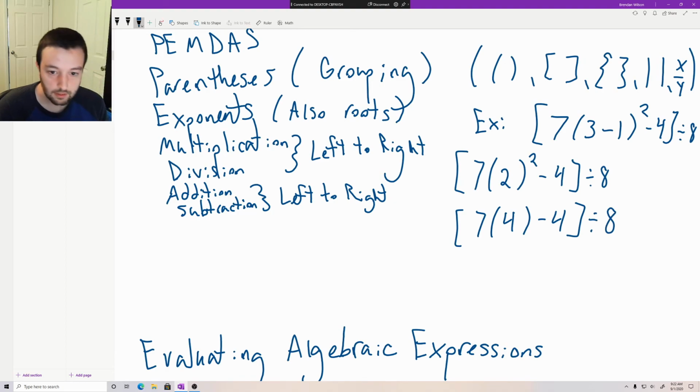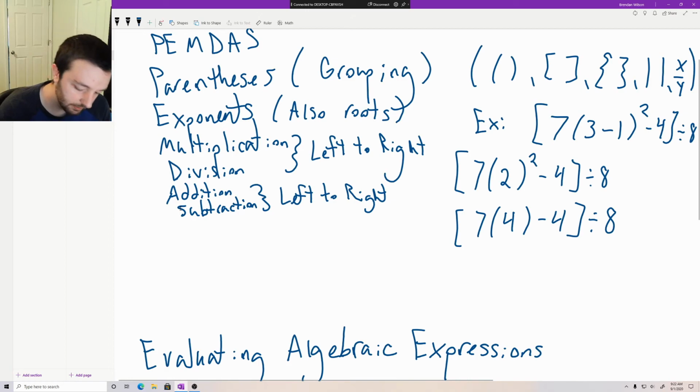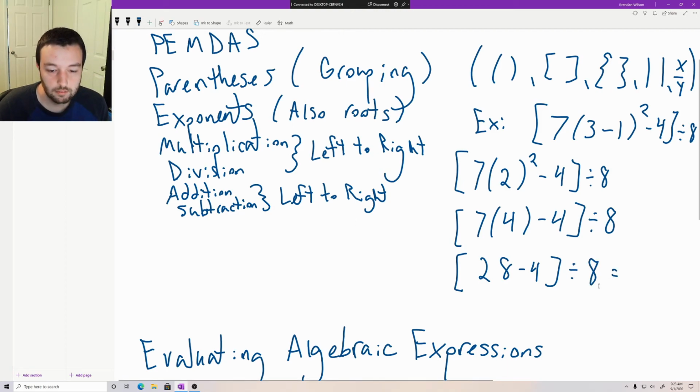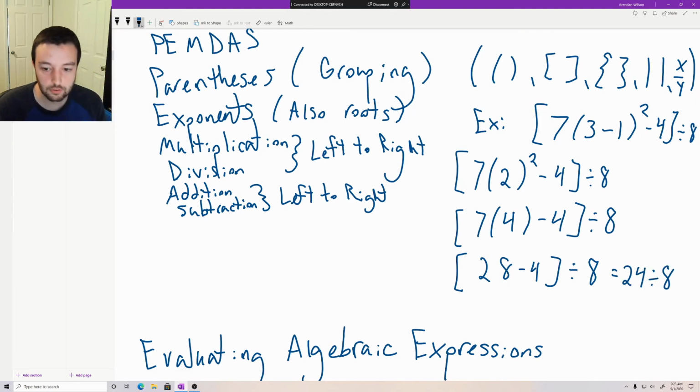Now we're still working in the bracket until we're done. We have multiplication, subtraction. Multiplication comes first here, right? So we have 28 minus 4, divided by 8. Now there's only one thing left in the bracket, and that's subtraction. So we get 24 divided by 8. And now finally there's only one thing left, and that's division. So we get 3.